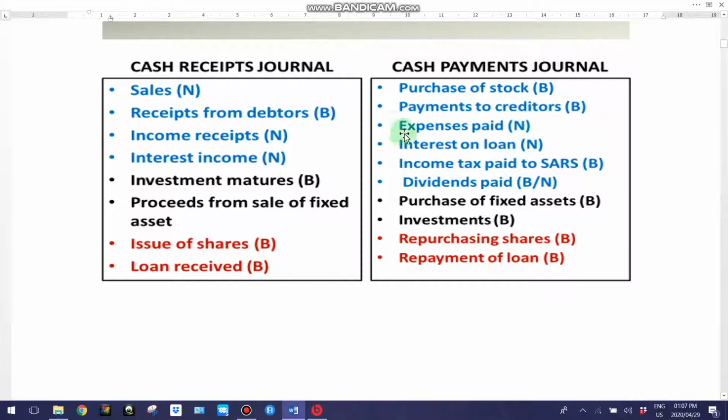I have expenses that I must pay: telephone, water and electricity, insurance, advertising. You know the list. It's a long list of expenses that I need to pay for, wages and salaries as well, interest on loan. That will be part of what I need to consider. If I received a loan, I've got to pay interest.